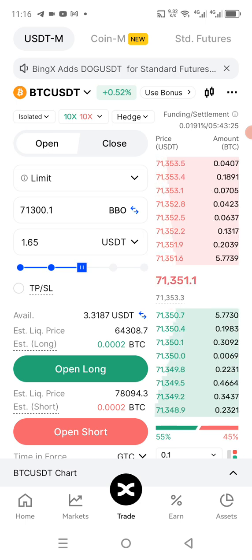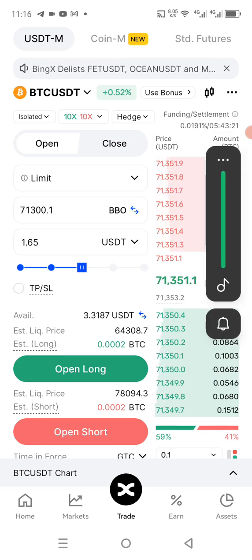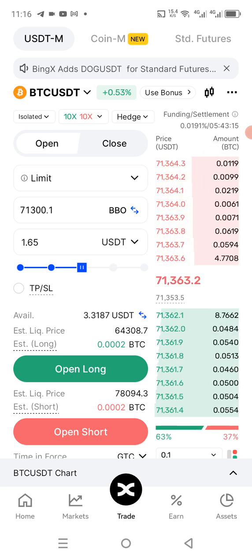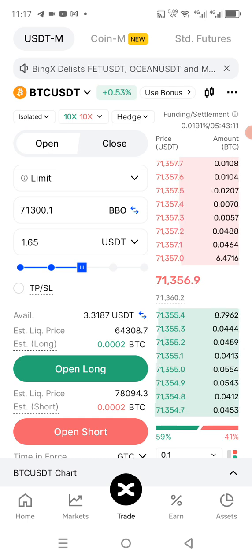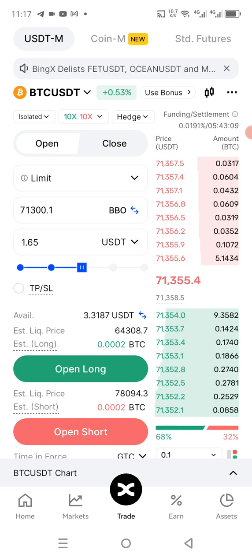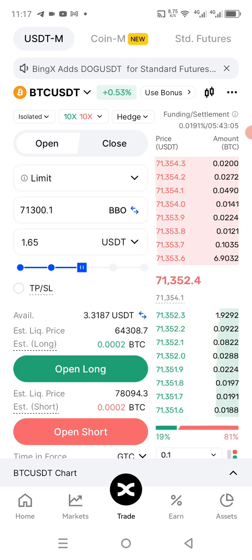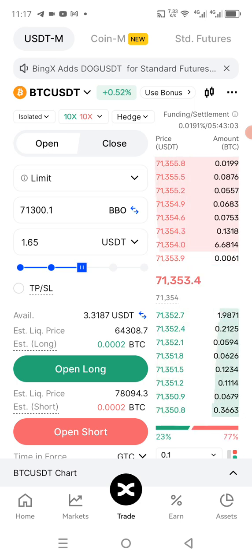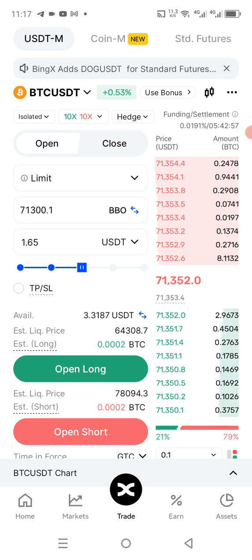Once it opens using limit, the trade will not execute immediately. The reason is this: because you are buying on limit, and the exact market price of Bitcoin now is 71,358, as you can see, 71,358. So there is no way you can place a trade at 71,300 and have it execute immediately. The price has to come down to that level before it will execute.